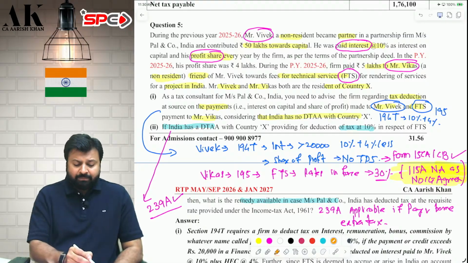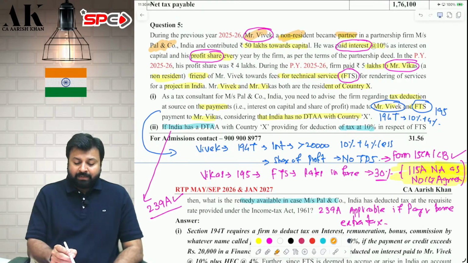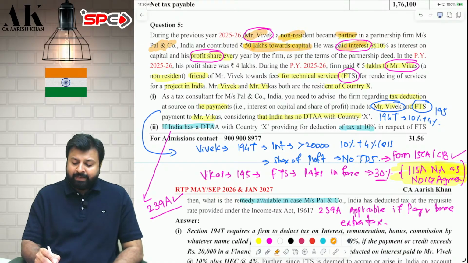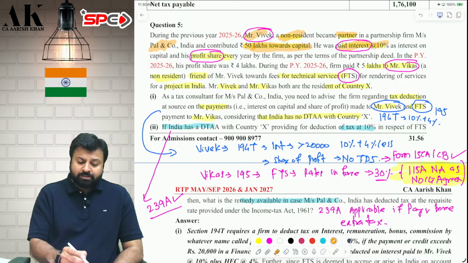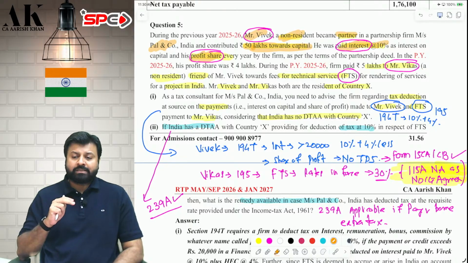There is a partnership firm by the name of Pal & Company, in which Mr. Vivek is a non-resident partner. Mr. Vivek has put capital of 50 lakh rupees in the firm. Now the firm is giving him interest at the rate of 10%. The firm is also giving him share of profit. So the firm is giving him two things: rate of interest and share of profit.